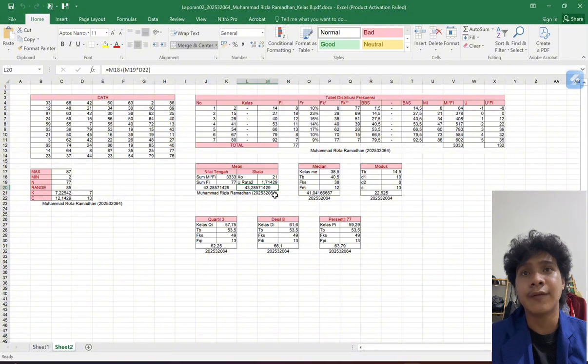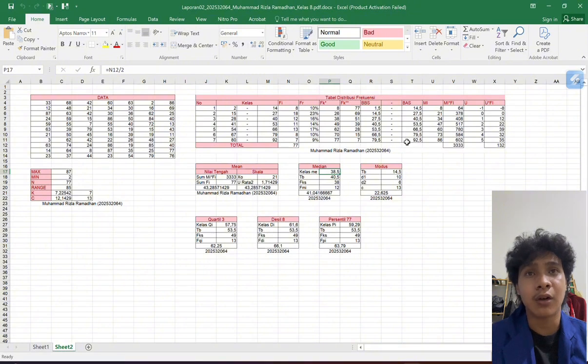Next, I calculated the median. I determined the median position by dividing n by 2, resulting in 38.5. This position falls in the 4th class interval. Using the group data median formula, I obtained a median value of approximately 41.04. For the modus, I identified the class with the highest frequency, which is the second class with a frequency of 18. By applying the group data modus formula, the modus value obtained was 22.63.